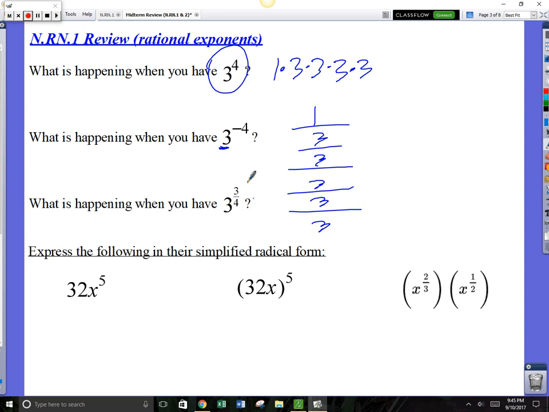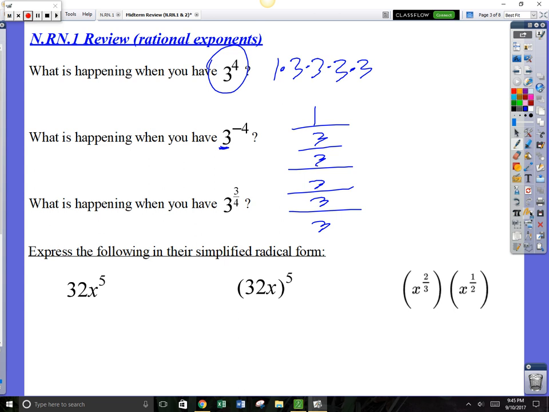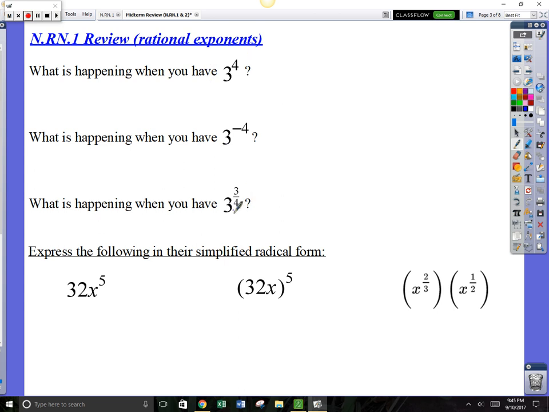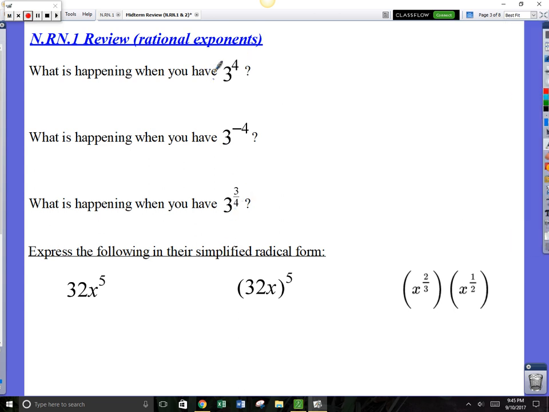Okay, now this is brand new, introduced sophomore year. What happens when you have 3 to the 3/4? Okay, so it's positive, so it's multiplication, and it's 1 times, but anytime you have a rational exponent, what's happening is radicals. So 3/4 is going to be this. We're going to have 3. This is where that 3 comes from I'm talking about. The 3 goes there.